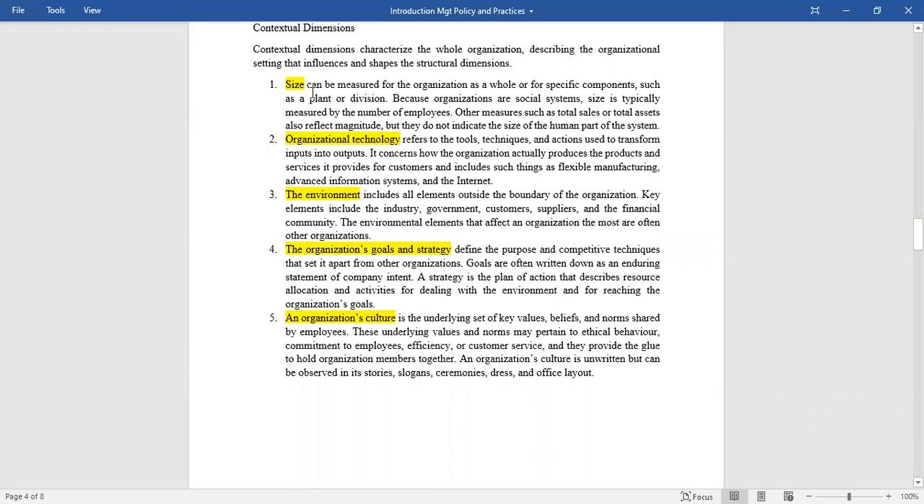So first is the size of the organization, and by size we mean not only geographical size, but particularly the number of employees and other measures, like for example the total sales or the total assets, etc.